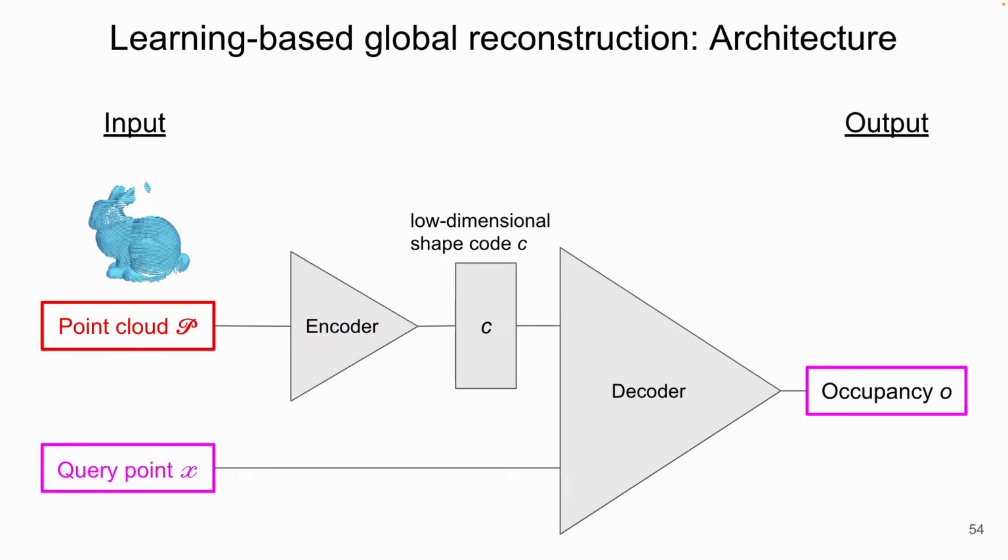Here I show an example of an architecture that works like this. So here the whole point cloud is encoded in a low-dimensional vector. And the network is then trained to classify the correct occupancy for a query point.